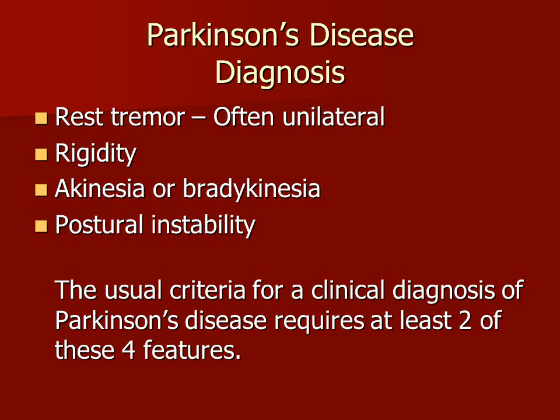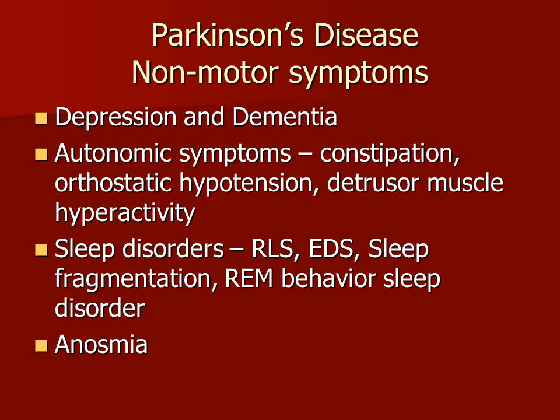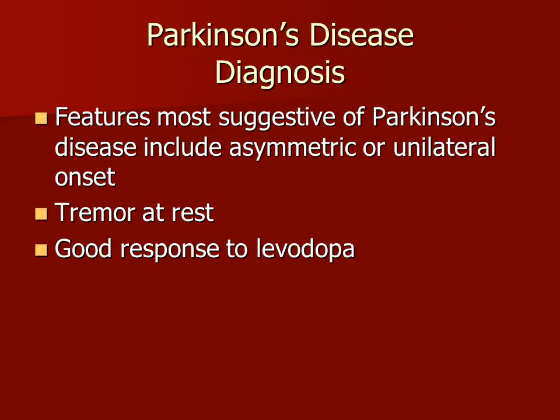Parkinson's disease diagnosis. Rest tremor, often unilateral. Rigidity. Akinesia or bradykinesia. Postural instability. The usual criteria for a clinical diagnosis of Parkinson's disease requires at least two of these four features. Non-motor symptoms: depression and dementia, autonomic symptoms, constipation, orthostatic hypotension, detrusor muscle hyperactivity, sleep disorders, RLS, EDS, sleep fragmentation, REM behavior sleep disorder, anosmia.